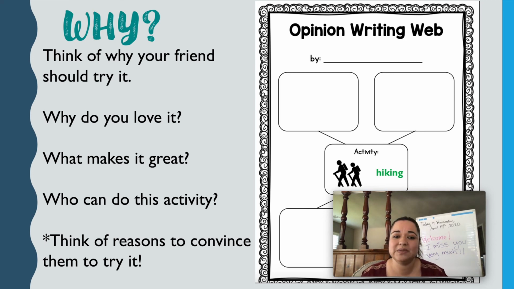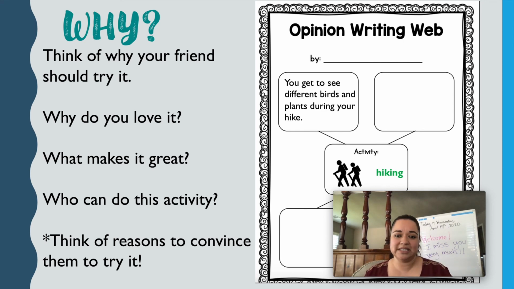So in my case, when I send my letter to my friend, I'm going to try to persuade my friend to go on a hike. I was thinking about it, and these are some of the reasons that I thought. Remember, you can always go back and change your reasons to something that you think might be more convincing. This is just to get us started thinking and planning our writing.